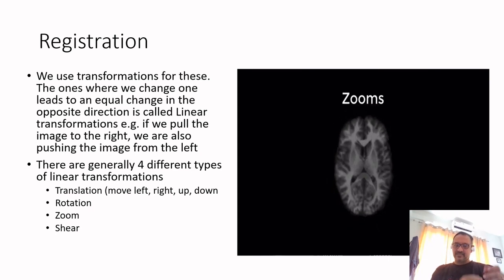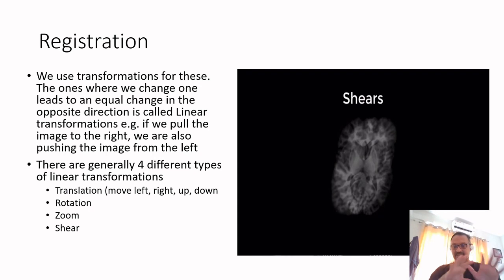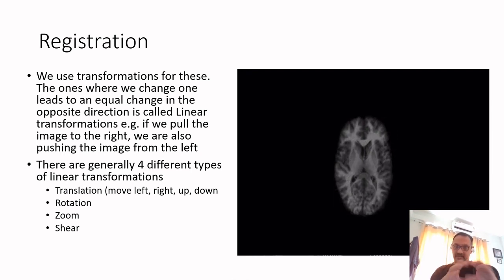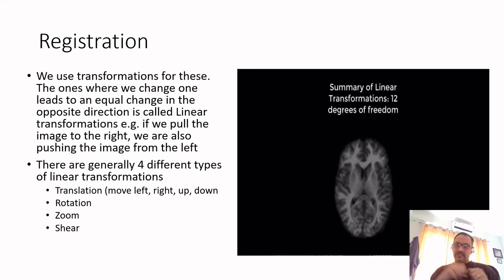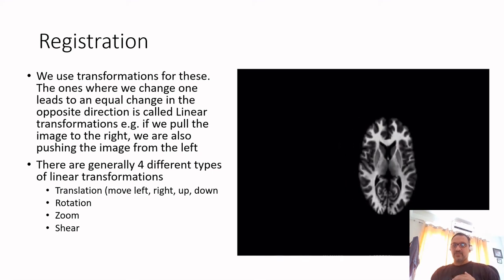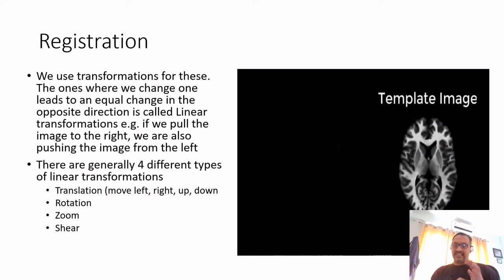There is translation, which is basically I move the whole thing left, right, up, down. There is rotation, which is rotating on its axis, so basically tilting it left, tilting it right, etc. There is zoom. You can zoom in, make it bigger or smaller. And there is shear, which is pulling from one direction, which means the other side is also going to move. These are all linear transformations, and the GIF that you see there shows all these different types of linear transformation applied on the brain, right?